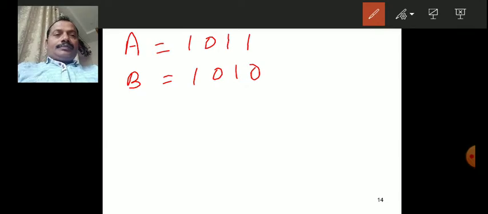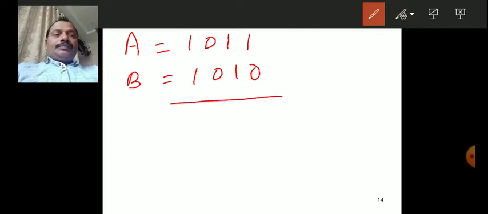Now, let us consider two numbers. A equals 1011, B equals 1010. Let us consider these two numbers. Addition of these, how much? And subtraction of these, how much?